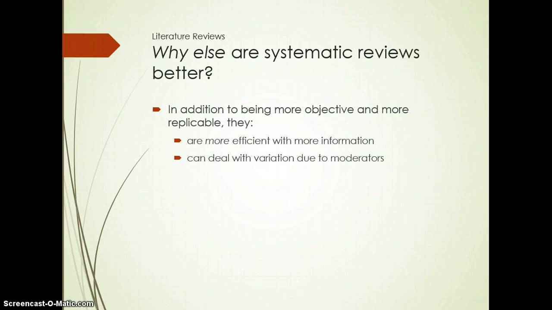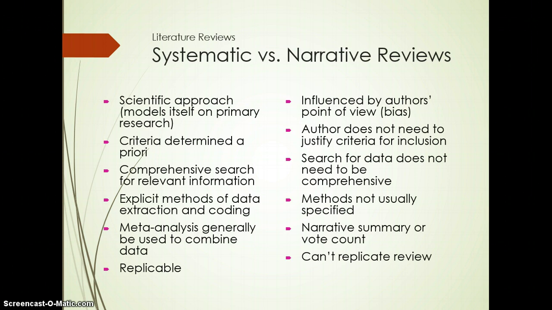So why else are systematic reviews better? Ultimately, they can be more objective and more replicable, which is obviously a goal of science. They're more efficient with the information, and they can deal with variation due to moderating variables. And this can be true moderating variables that actually reflect true variation in the population, or what we'll call artifactual variance, which can include things such as measurement error and range restriction, which are not considered to be true moderating variables in the population.